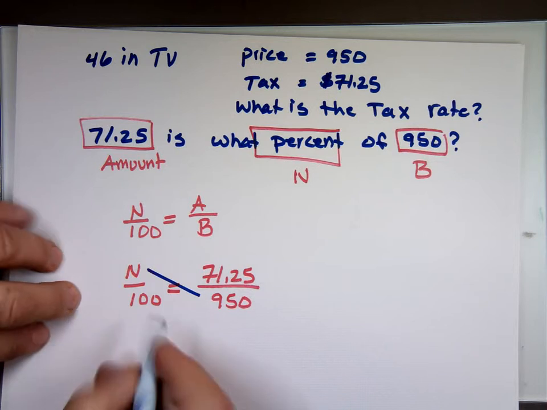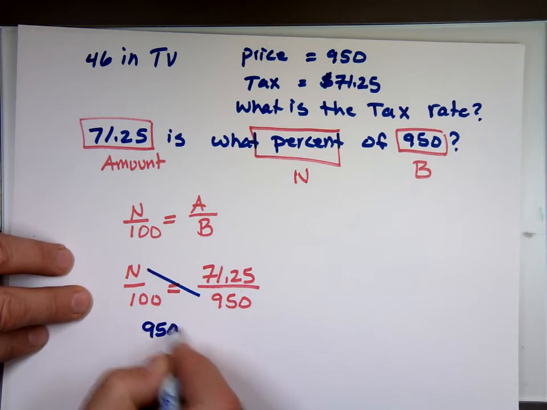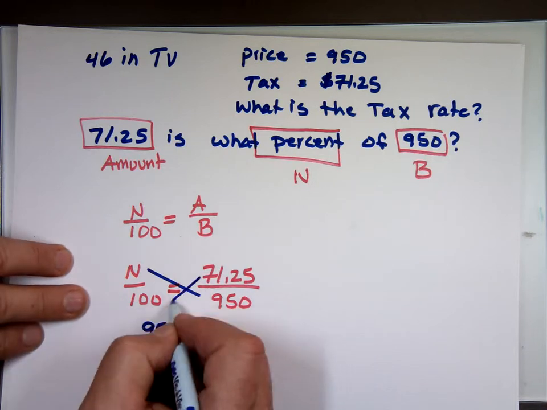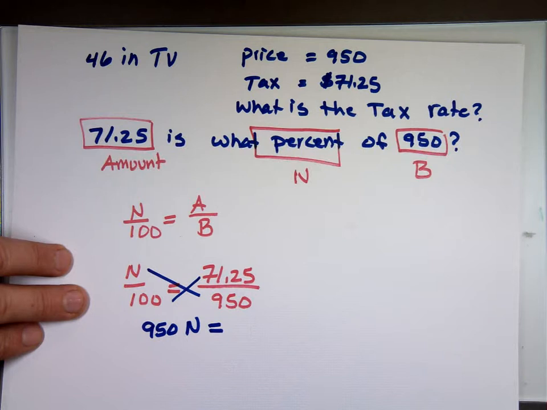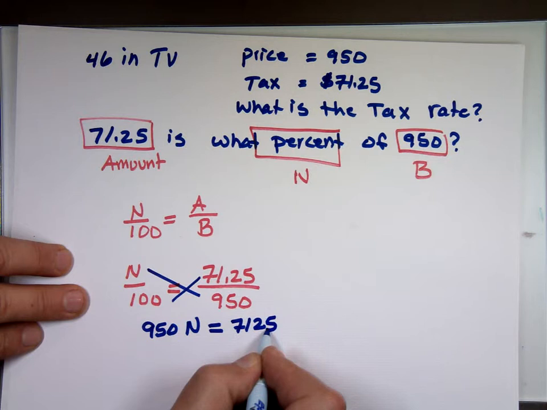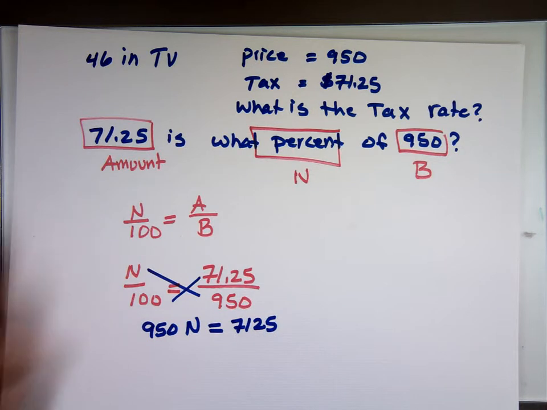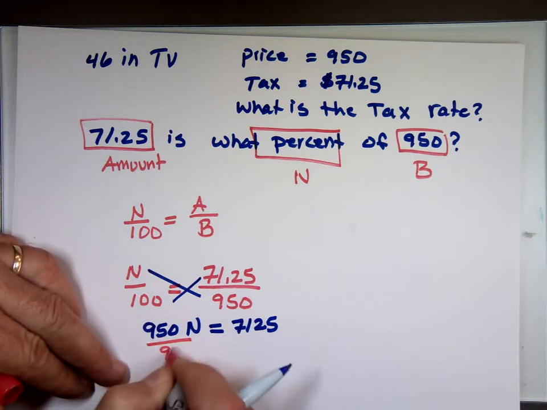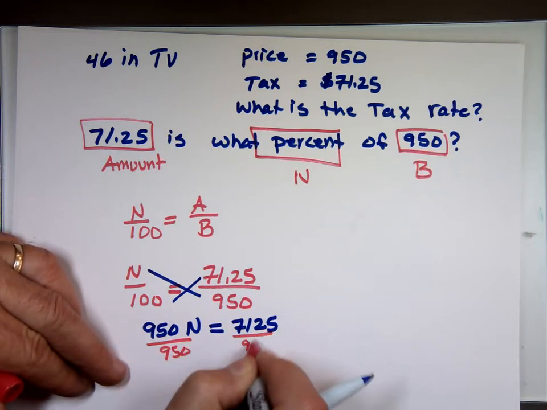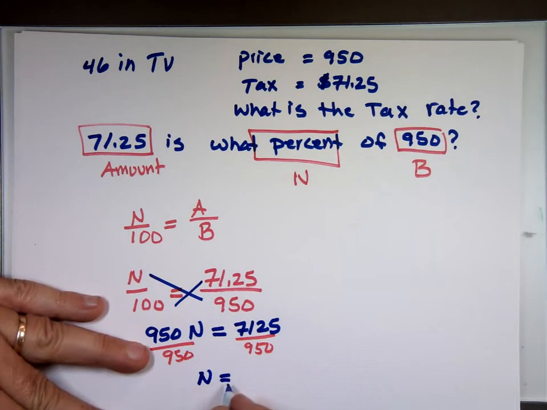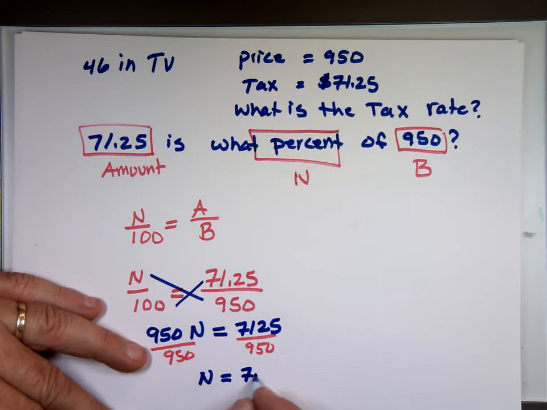N times 950 is what? 950N. Multiply these two, that means move the decimal point how many places? 2 to the right when you multiply by 100. Yep. So to solve for n, we're going to divide by what? 950. And again, what's n equal to? 7.5? It's actually 7.5%.